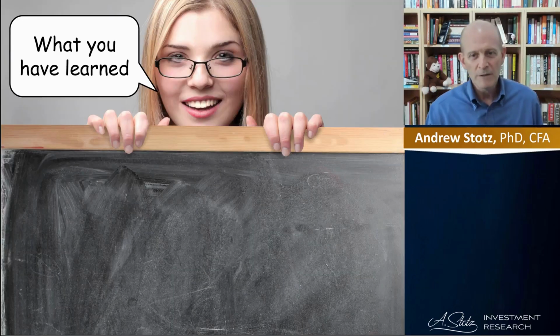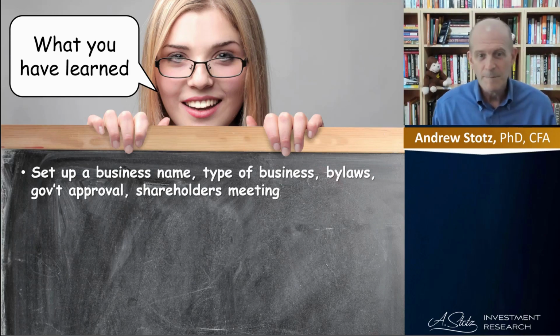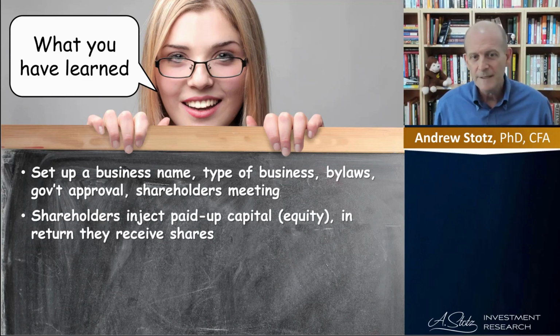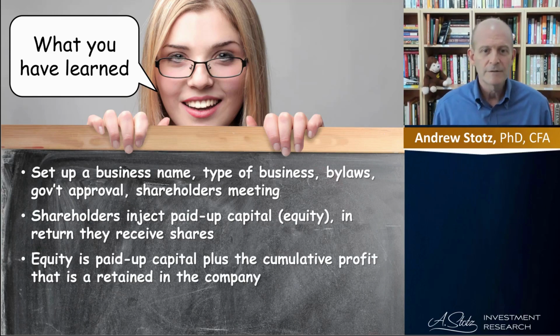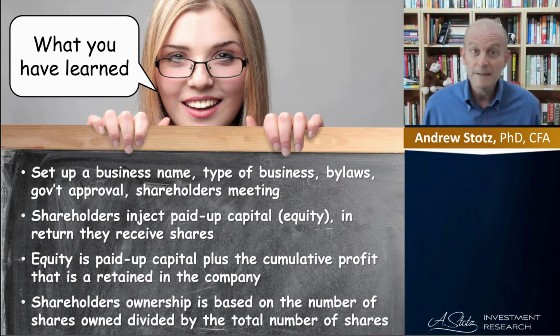So what you've learned: set up a business name, a type of business, bylaws, government approvals, shareholders meetings. Shareholders inject paid up capital, also called equity, and in return, they receive shares. Equity is paid up capital plus the cumulative profit that is retained in the company. And finally, shareholders' ownership is based upon the number of shares owned divided by the total number of shares.